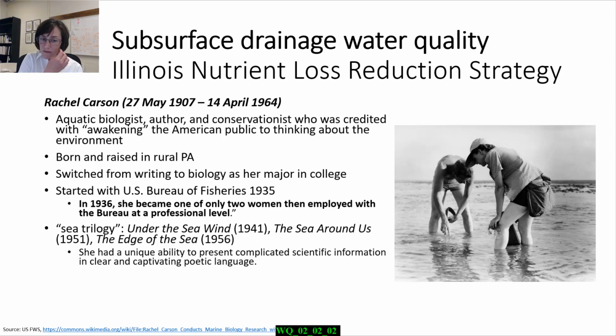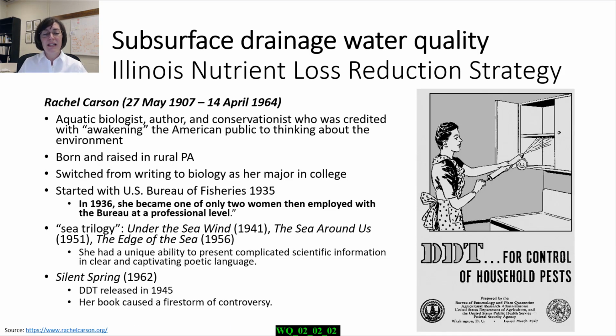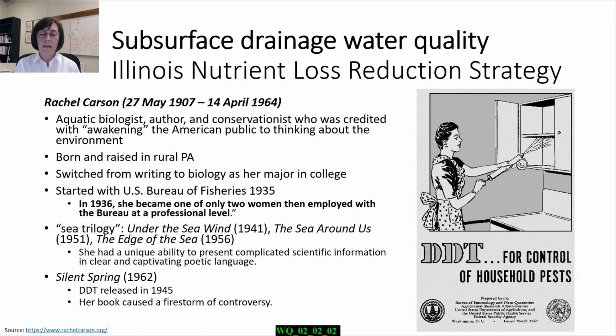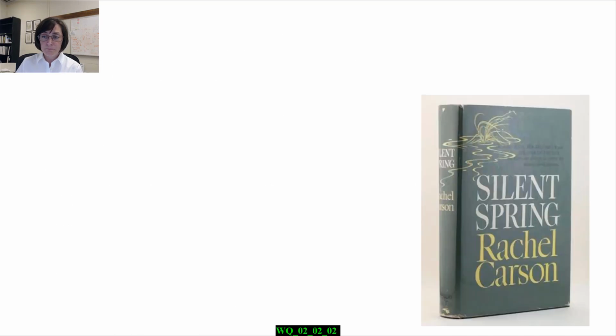After the success of these first 2 books in 1941 and 1951, she decided to leave the Fish and Wildlife Service or the Bureau of Fisheries and write full-time. So you see a 3rd book came out. And then she's really known for the book Silent Spring, which came out in 1961. The insecticide DDT had been released in 1945, and some of Rachel Carson's work with the Fish and Wildlife Service or Bureau of Fisheries showed that DDT could have a harmful effect on marine life.